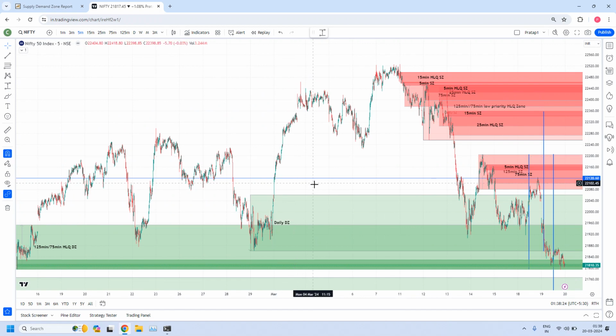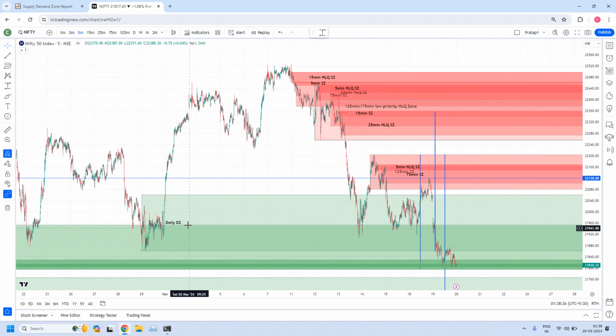Moreover, the point you should understand is that the daily demand zone is violated. So here are some interesting points. Major changes in the analysis will take place now. Why will major changes in the analysis take place? This is the first demand zone violated after our trend has become an uptrend.